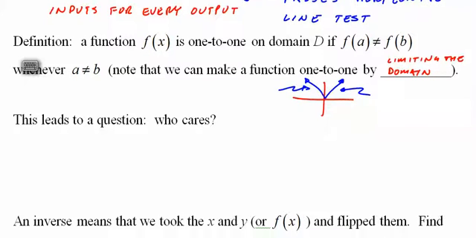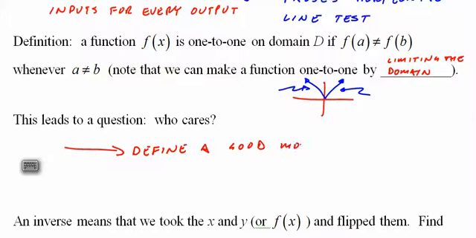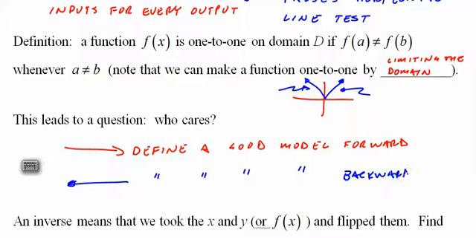So that leads to a question, which is, who cares? Well, this is kind of important. If I can set up a good model, which is what a function is, and define something going forward, it means that one-to-one will define it going backwards. By the way, those mean a good model. I'm shocked how many people don't know that. So it works both ways, forwards and backwards.